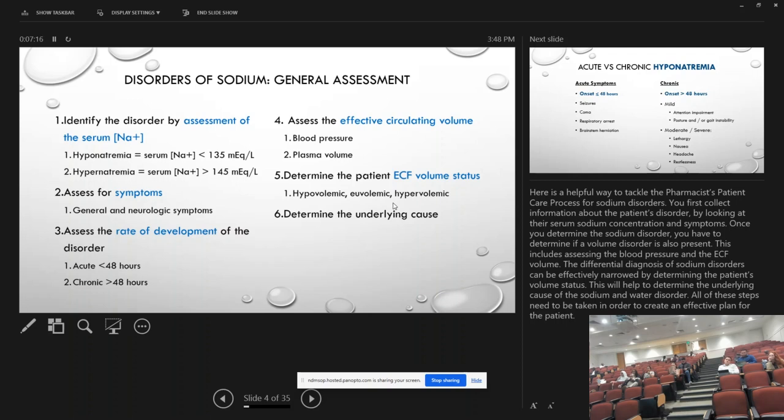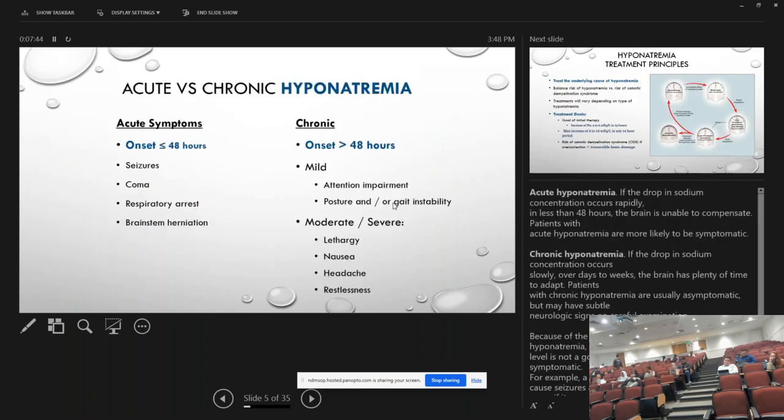So whether we talk about sodium, potassium, calcium, even acid-base disorders, always try to identify the underlying cause, because you really want to treat the underlying cause of whatever disorder this patient may be having. Treat that along with the acute symptoms if they have those acute symptoms. So again, I think this is a nice pathway or step-by-step approach whenever you're working up a patient with sodium disorders.